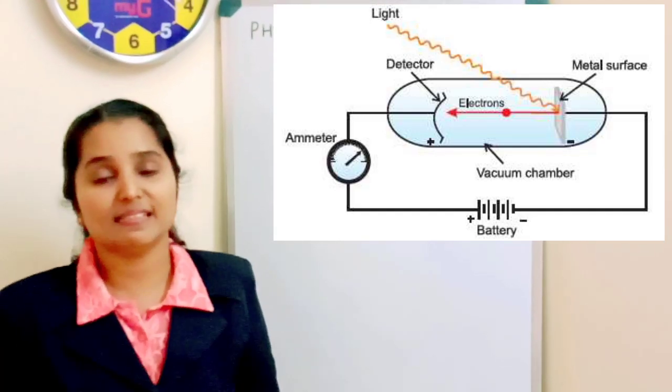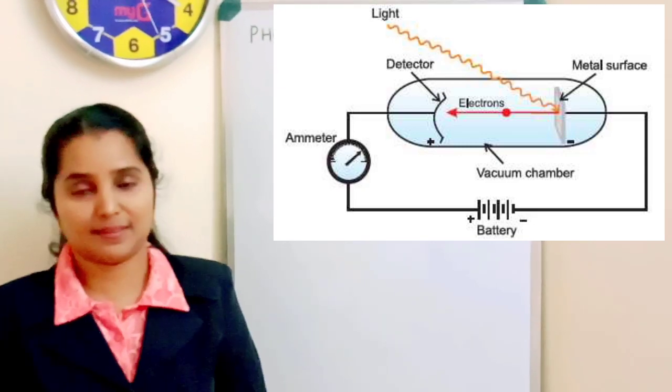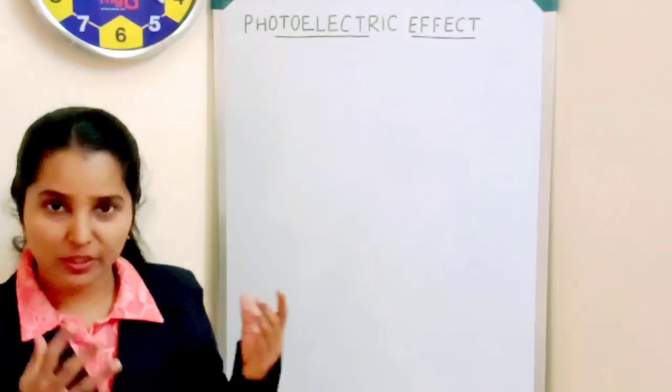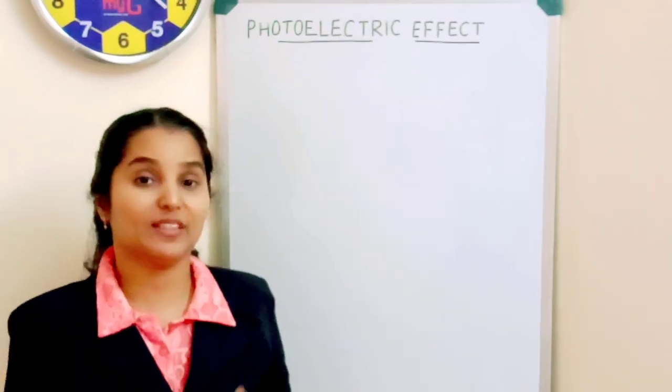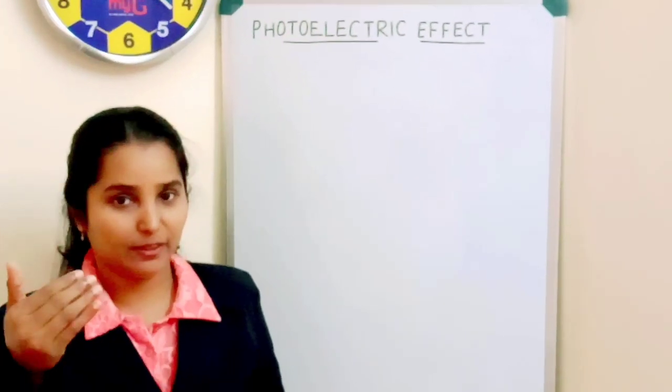Then let's see what are the results or observations that arise from the photoelectric effect. We check the observations of the photoelectric effect, or the results we could gather from that particular experiment. There are mainly three observations.